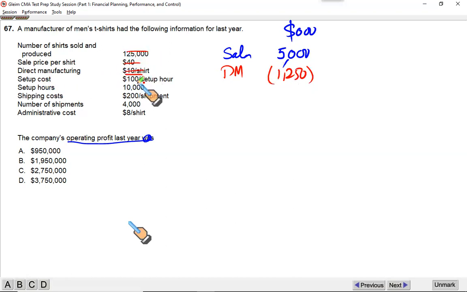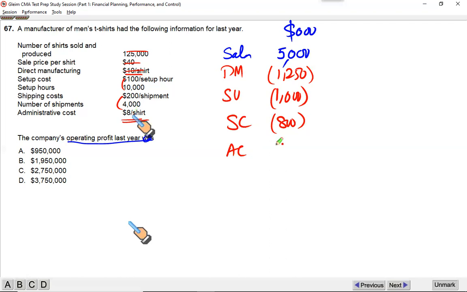Then setup cost is $100 per setup, and there are going to be 10,000 setups. So 100 multiplied by 10,000. So it's 1 million for setup cost. Shipping cost is $200 per shipment. There are 4,000 shipments. 4,000 multiplied by 200. So your shipping cost is 800,000. And finally, the administrative cost is 8 per shirt. Admin cost is 8 per shirt, and there are 125,000 shirts, so it's 1 million. So net all these off: 5,000 less 1,250 less 1,000 less 800 less 1,000. So it gives you 950.